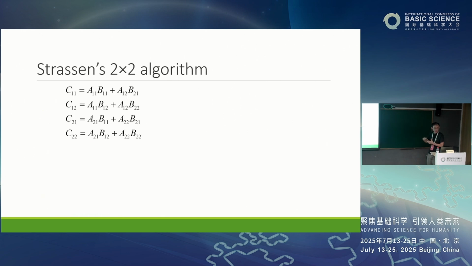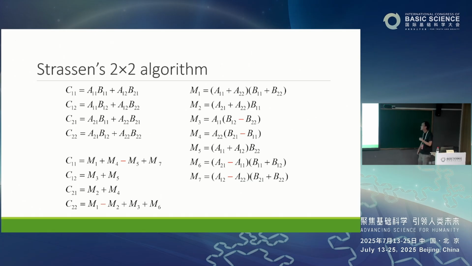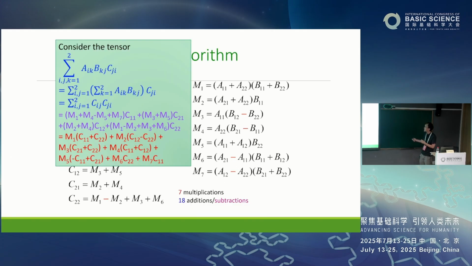Okay, let's look at the matrix multiplication algorithm now. Let's go back to Strassen's algorithm. That's another way, in fact, to write Strassen's algorithm.